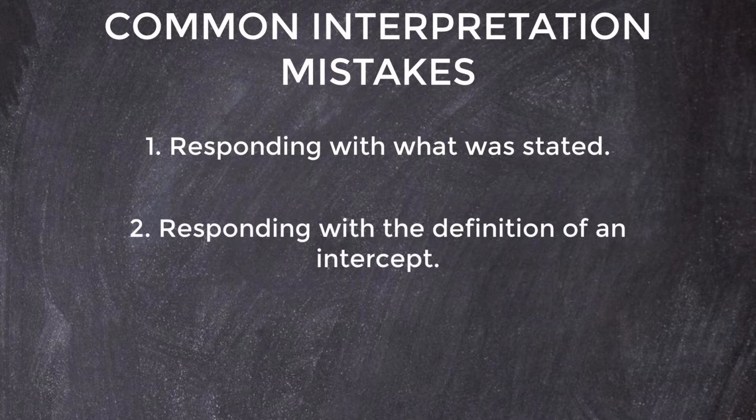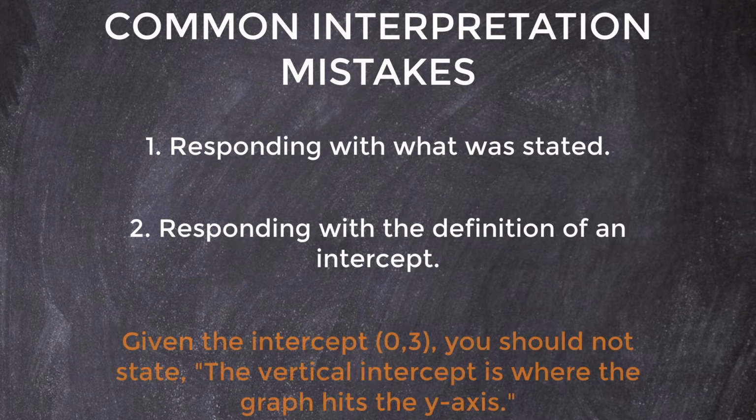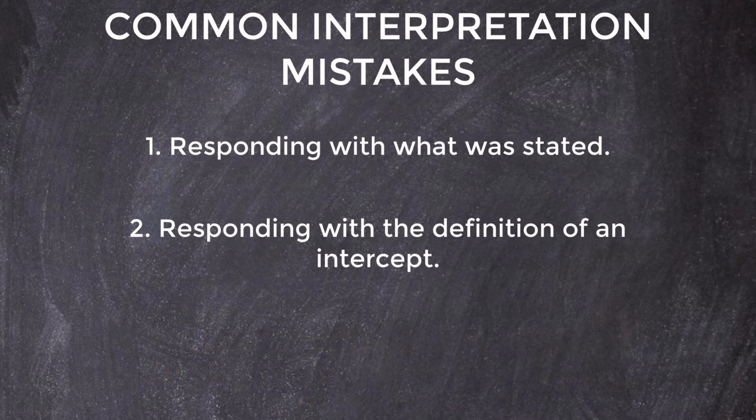Second, and this kind of ties with the first mistake, but it's a bit worse, I'll have students respond with, the vertical intercept is where the graph hits the y-axis. While this might be mechanically true, it is not an interpretation of the vertical intercept. In any case, when interpreting the meaning of an intercept, your answer should at least involve the units of the axes. If it doesn't, then your answer is definitely wrong.